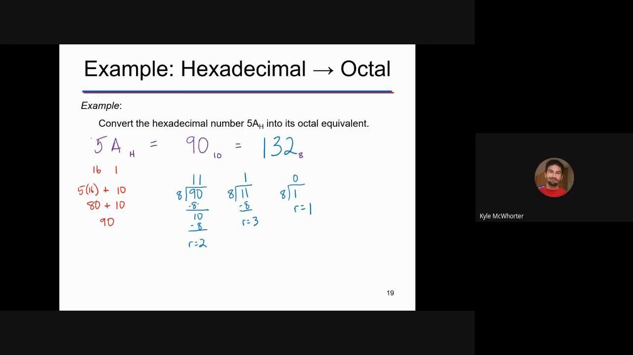So we started with a number in hexadecimal. We used the weighted multiplication for the place values to convert it into base 10. And then we did the base 8 division over and over to get our digits for our base 8 octal number.